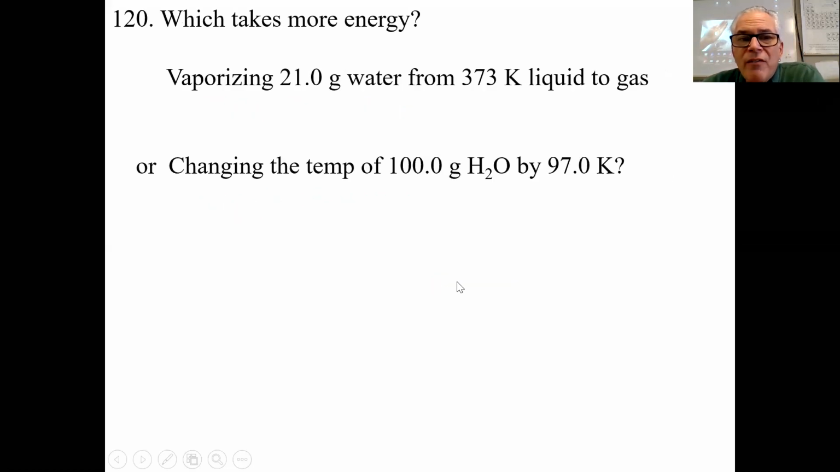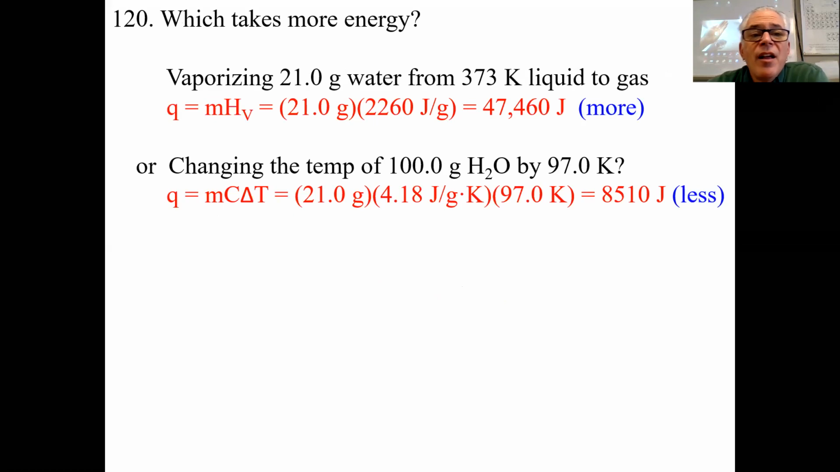Which takes more energy, vaporizing this much water or changing the temperature of a lot of water by 97 K? Well, this time we got to do the math. Can't do this one in our heads. There's no proportion. To vaporize 21 grams, it's going to take 47,460 joules. We use the heat of vaporization formula. To warm up 100 grams of water by 97 Kelvin, we're going to use the delta T formula, and that's going to be much less energy.